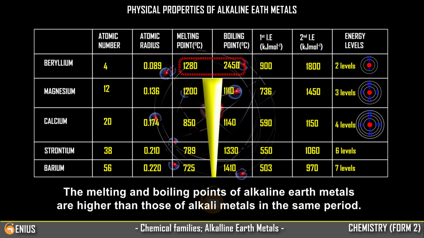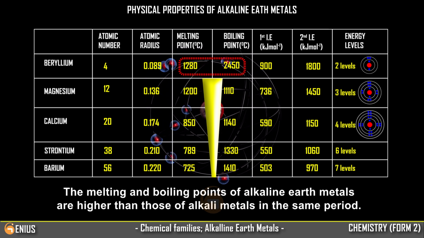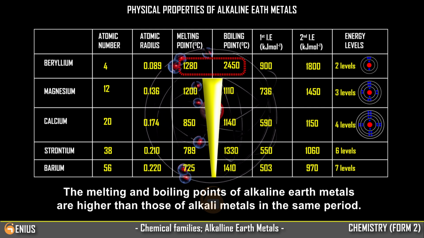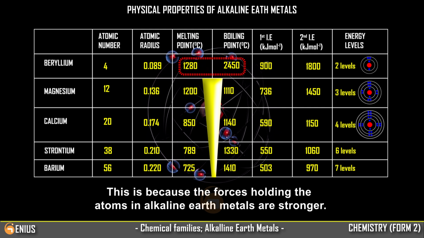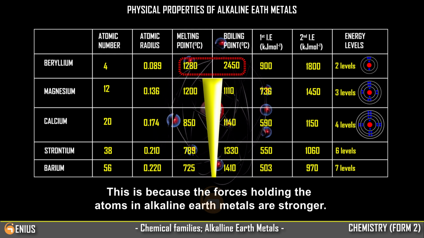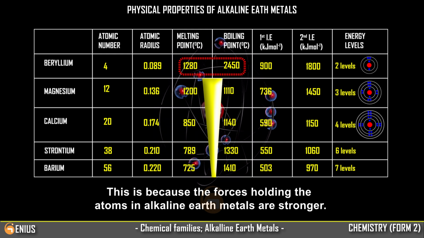The melting and boiling points of alkaline earth metals are higher than those of alkali metals in the same period. This is because the forces holding the atoms in alkaline earth metals are stronger.